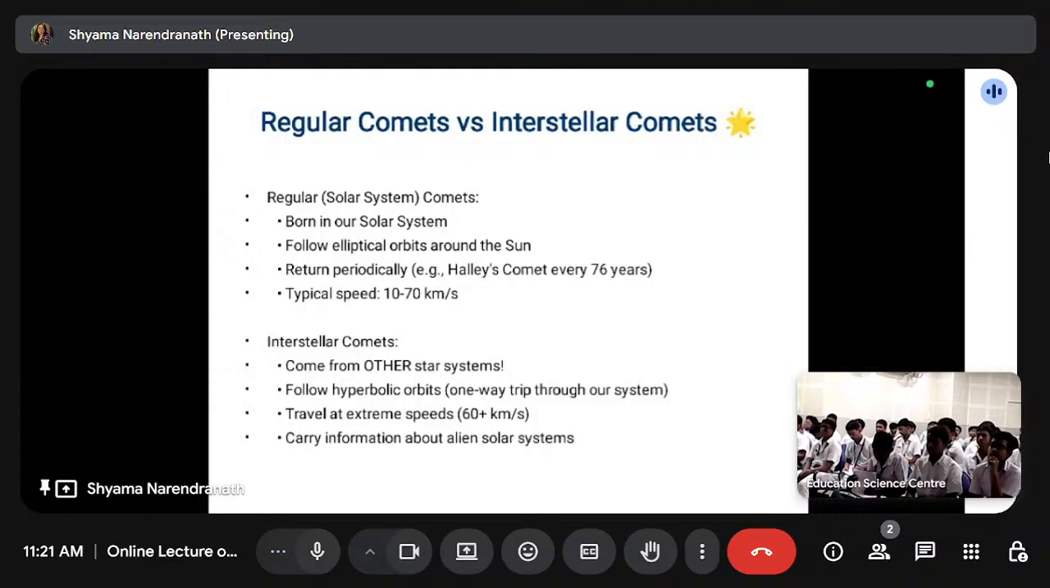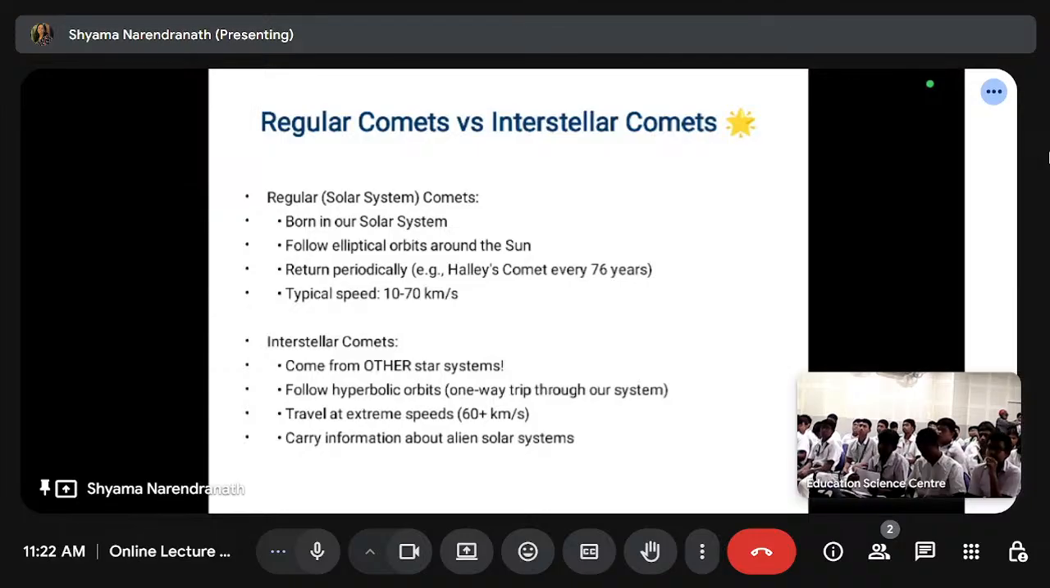Sometimes you see one only once in a lifetime because it has such a long period. But sometimes it returns periodically, like Halley's comet every 76 years, and they are hypervelocity objects, typically 10 to 70 kilometers per second. And interstellar comets, we have had 3 visitors so far.